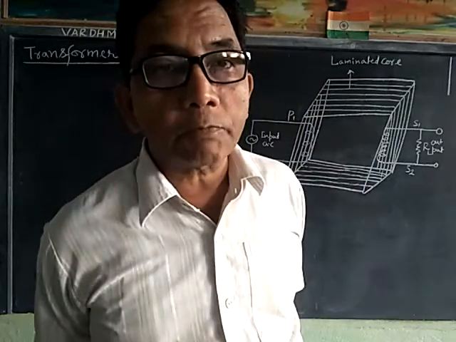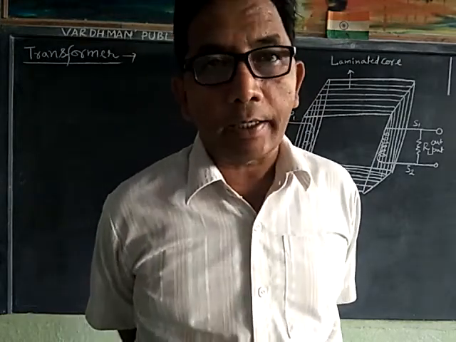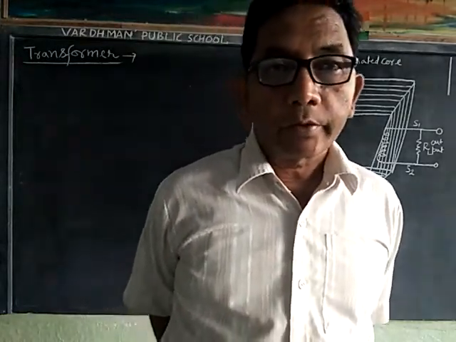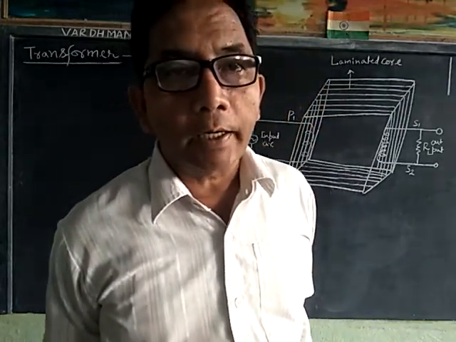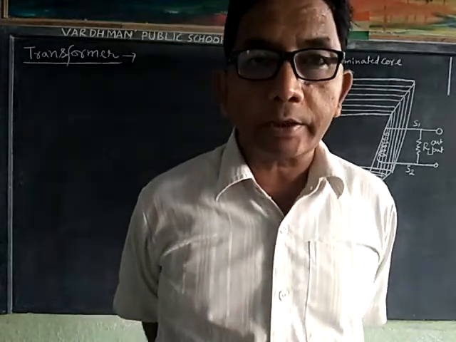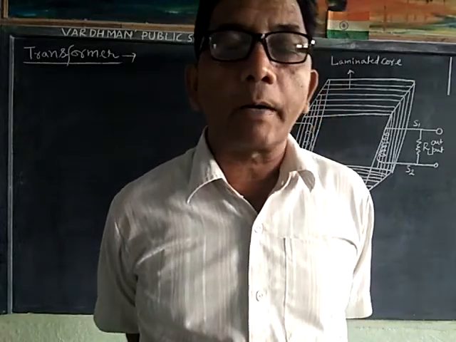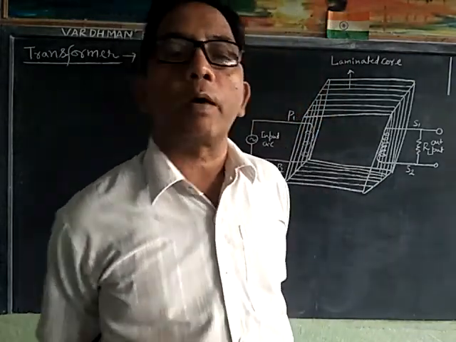In a step-down transformer, the secondary coil has less number of turns of insulated copper wire and the primary coil has a large number of turns of insulated copper wire.